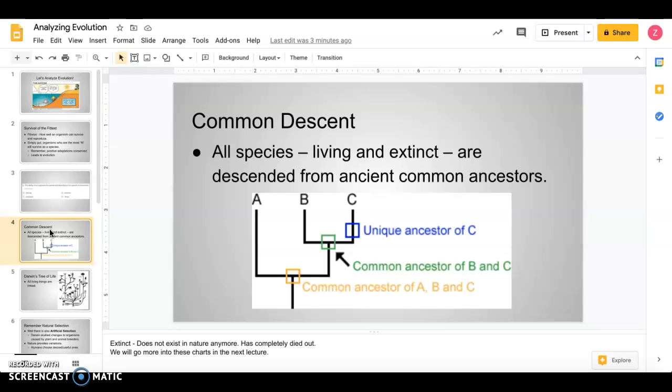In evolution, it's important to realize that all species, living and extinct, being animals and plants that don't exist in nature anymore because they've completely died out, are all descended from common ancient ancestors. We look at our chart right here. We'll go further into detail with these charts tomorrow or next lesson. But we see we have breakage points where different species break off from a common ancestor. For example, this is a common ancestor of A, B, and C, while we have another breakage, so this one right here is the common ancestor of B and C.